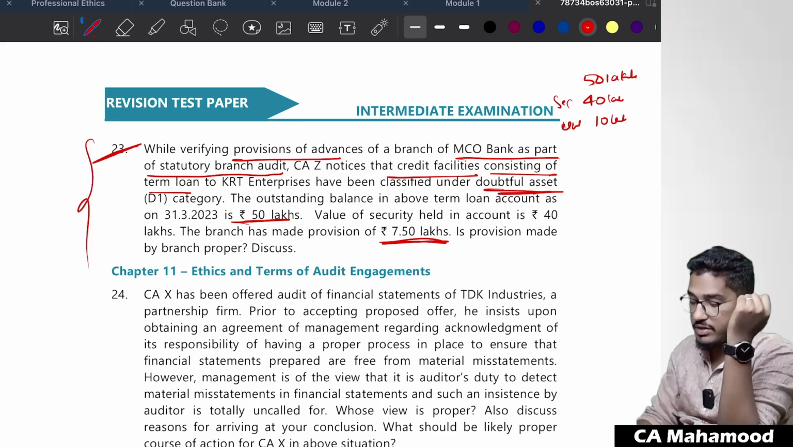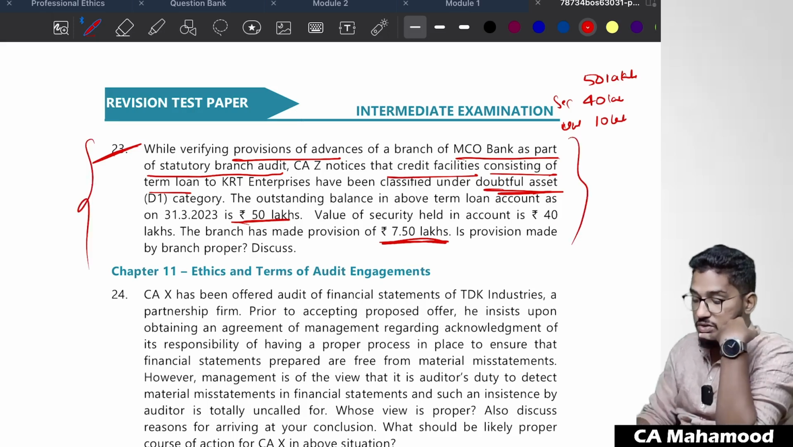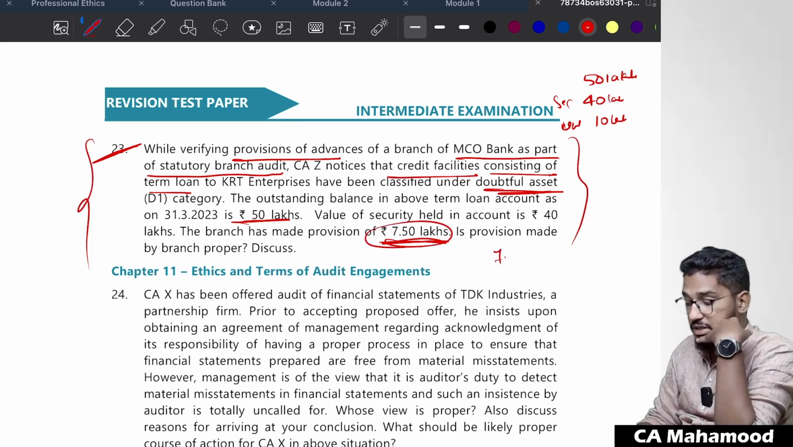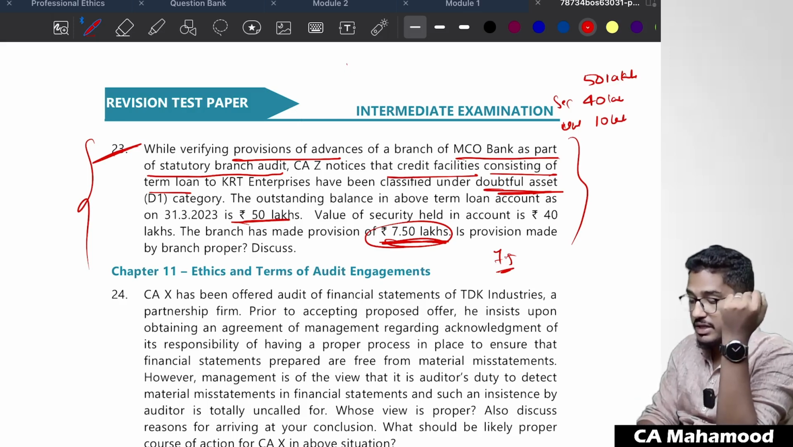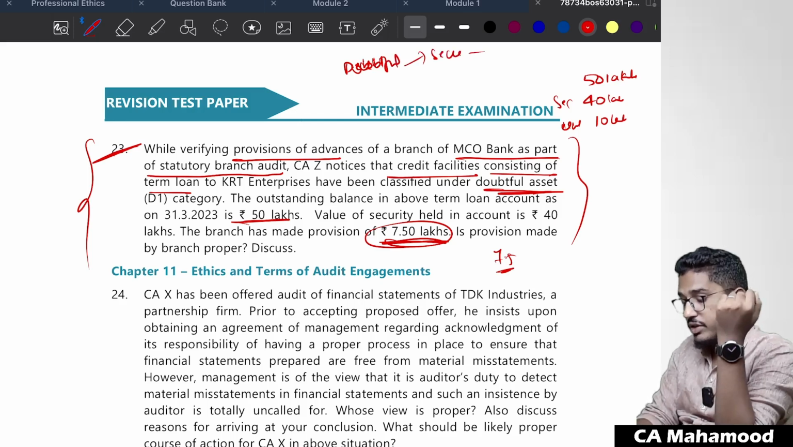This is also not an audit question. This is an accounts question once again. So they are asking, management has created a provision of 7.5 lakhs. Is it correct? Now for this, we need to understand provisioning requirements. So the Banking Regulation Act says, in case if the asset is classified as doubtful, if it is secured doubtful, 25% provision you have to create. If it is unsecured and doubtful, 100% provision you have to create.